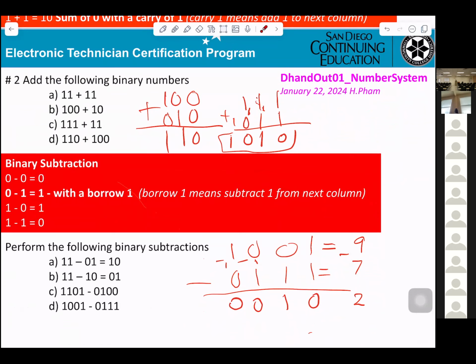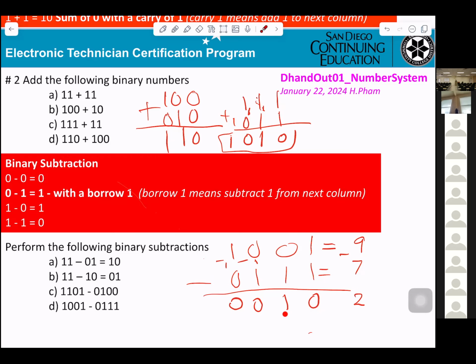Mean you get the borrow 1. Means subtract 1 from the next column. And we already gave that to you here. Okay. 1, 0, 0, 1 minus 0, 1, 1, 1. 1 minus 1, 0. 0 minus 1, you get a 1.